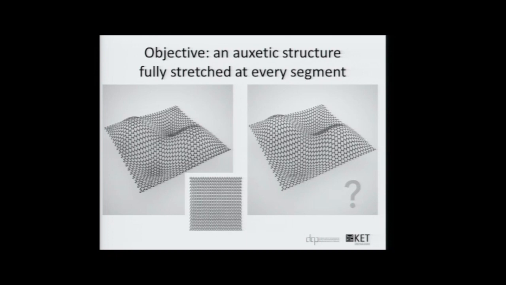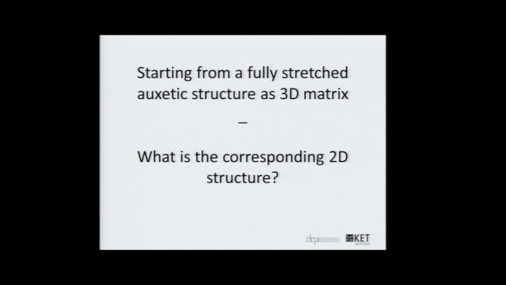But what we want is an auxetic structure fully stretched at every segment, like shown on the right side. Only this can represent our target shape distinctly as described before. So we are looking for a 2D auxetic structure for the right example. The question is, starting from a fully stretched auxetic structure as 3D matrix, what is the corresponding 2D structure? The key answer lies in local variation of incision patterns.